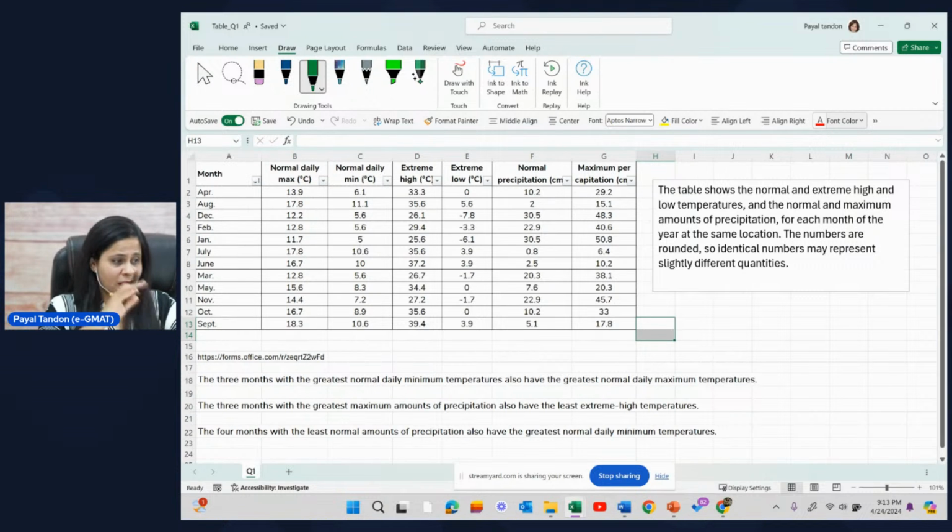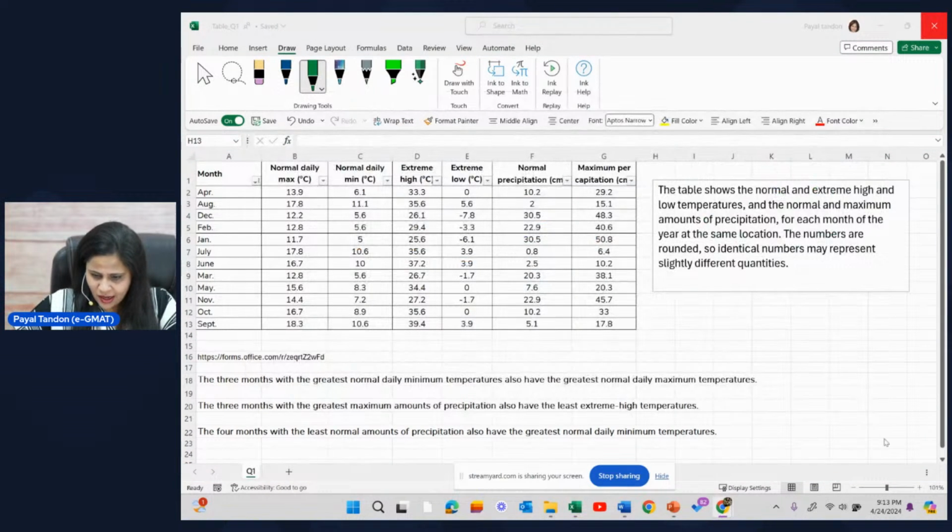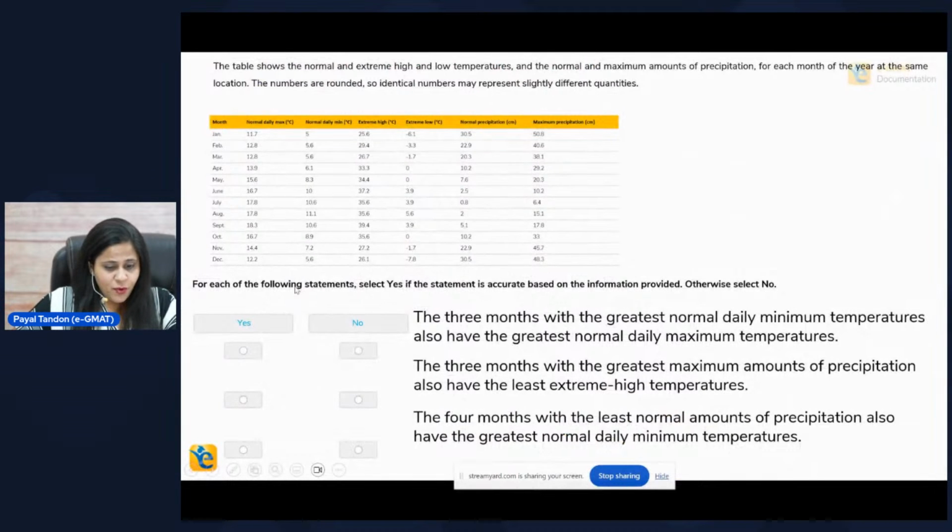So let's look at this. And just to let you know, this is one of the easier questions. This is a question which is intended to get you warmed up with the whole idea of what table analysis entails. Okay. Now the question statement tells us what. Let me get back to the presentation here. For each of the following statements, select yes if the statement is accurate based on the information provided, otherwise select no. Okay, so if the statement is accurate, then I select yes. If not, then I select no.